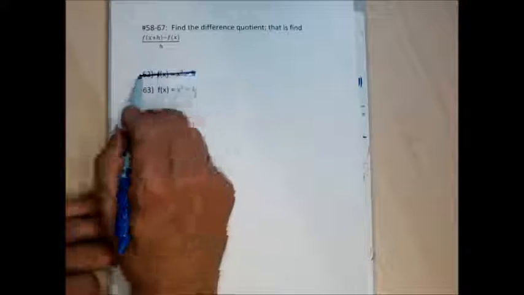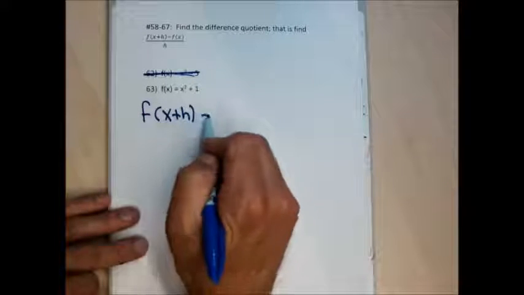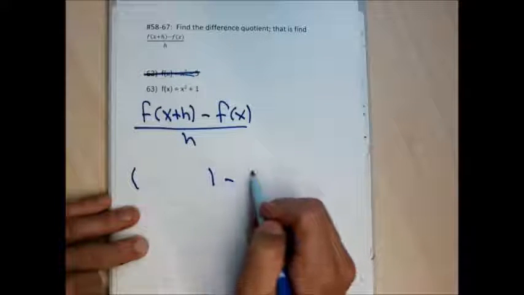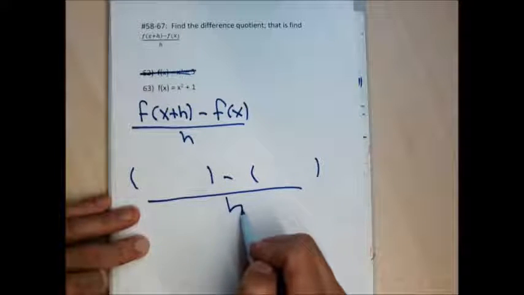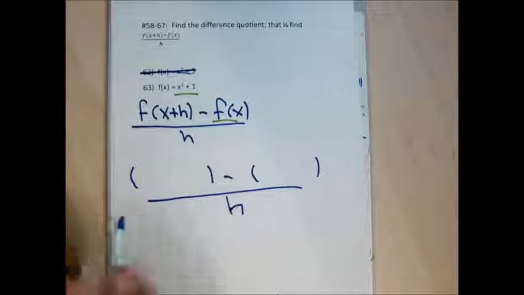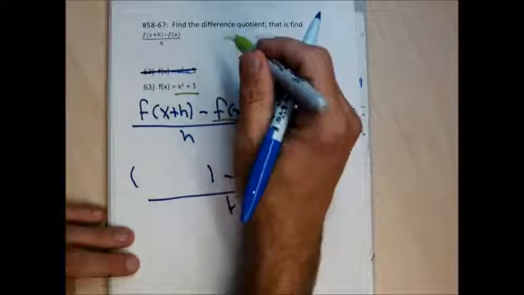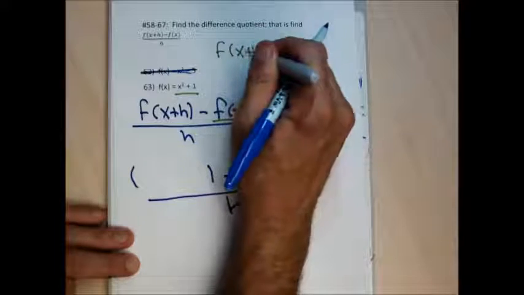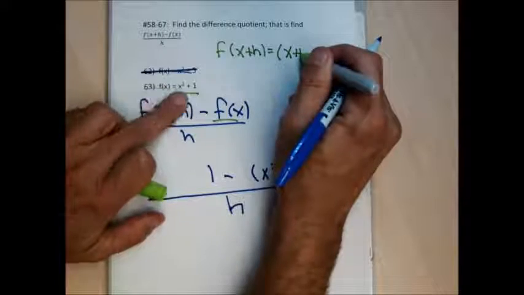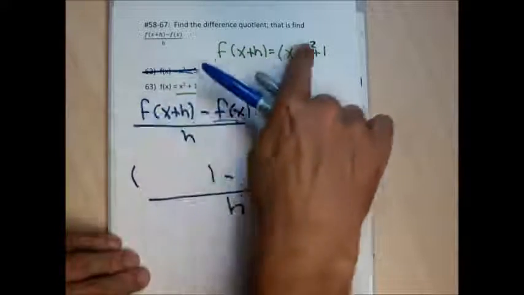So for problem 63, first step, I need to write the difference quotient down, which is f of x plus h minus f of x over h. I'm going to replace the function symbols with parentheses. For the first function symbol, the f of x, I'm going to change the inside of its parentheses to x squared plus 1. For the second parentheses, f of x plus h, I need to figure out what it equals. And f of x plus h is what you get when you change the x in the f function to x plus h. That's going to give me x plus h squared plus 1.